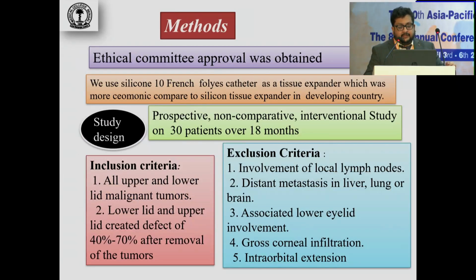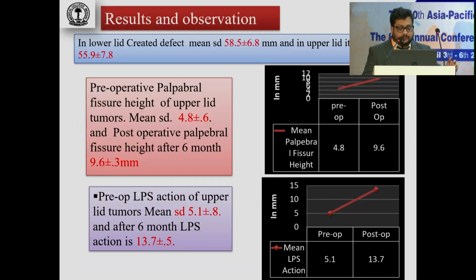Now, in the study design, in this prospective non-comparative interventional study of 30 patients over 18 months, we had included all upper and lower eyelid malignant tumors up to a created defect of 40 to 70% after removal of the tumor. Distant metastasis and local lymph node mets have been excluded from the study.